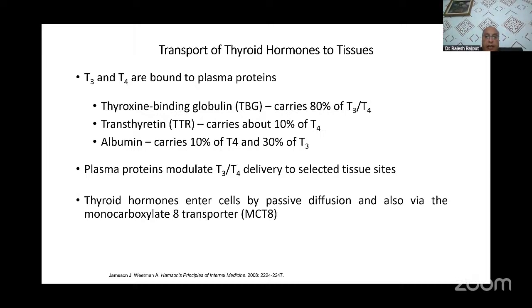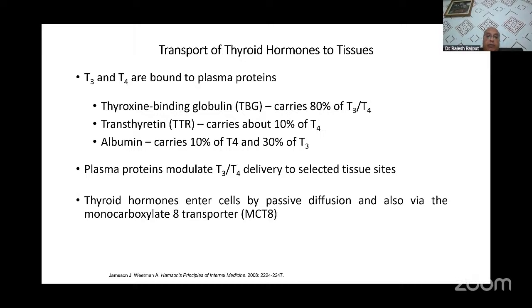After secretion from the thyroid gland, T4 and T3 are bound to plasma proteins. There are three types of proteins to which they are bound. 80% is bound to a globulin, which is known as thyroid binding globulin. Around 10% is bound to transthyretin and 10% to albumin. Again, it is important because if the levels of these proteins in our plasma are altered, our thyroid function test is going to be changed.